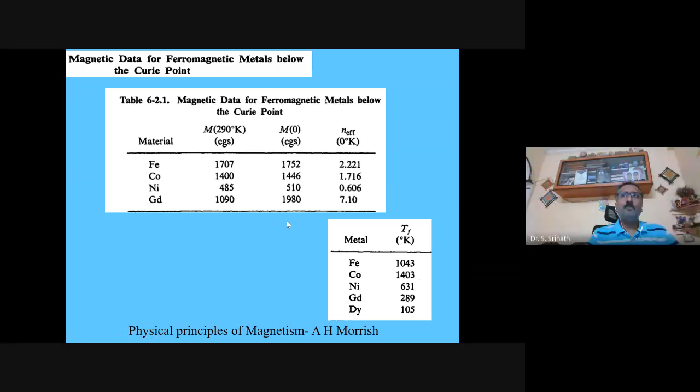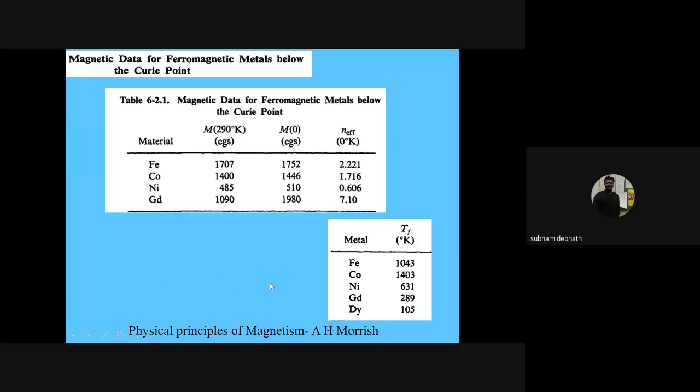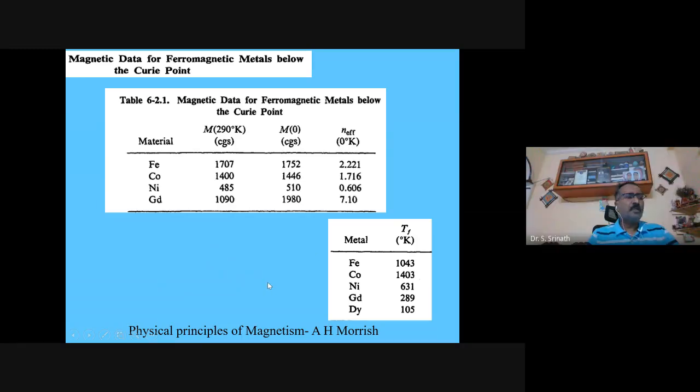I'm waiting for another question. And nickel, for the same reason, has a smaller magnetic moment, which tells you that the number of unpaired electrons per nickel atom is less in comparison to the others. But can anyone ask any other intelligent question? Interesting question.